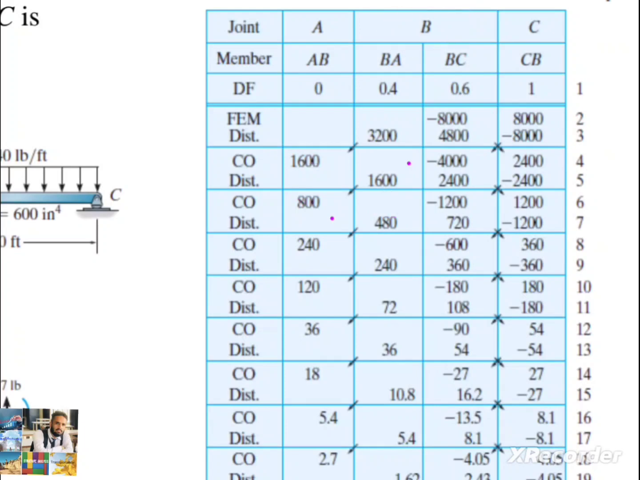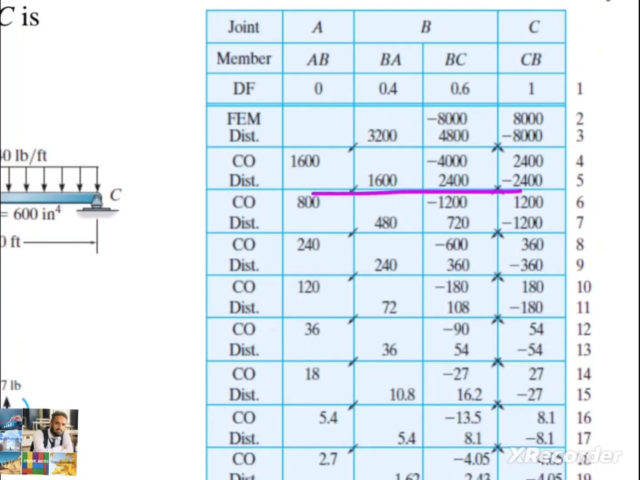Remember this. And again we distribute this 2400, carrying the moment to joint C. Dividing 2400 by 2, we get 1200 at joint C, carried over by half from B to C. From C, half of the moment transfers to B, so half of minus 2400 is minus 1200. These are the carryover moments.